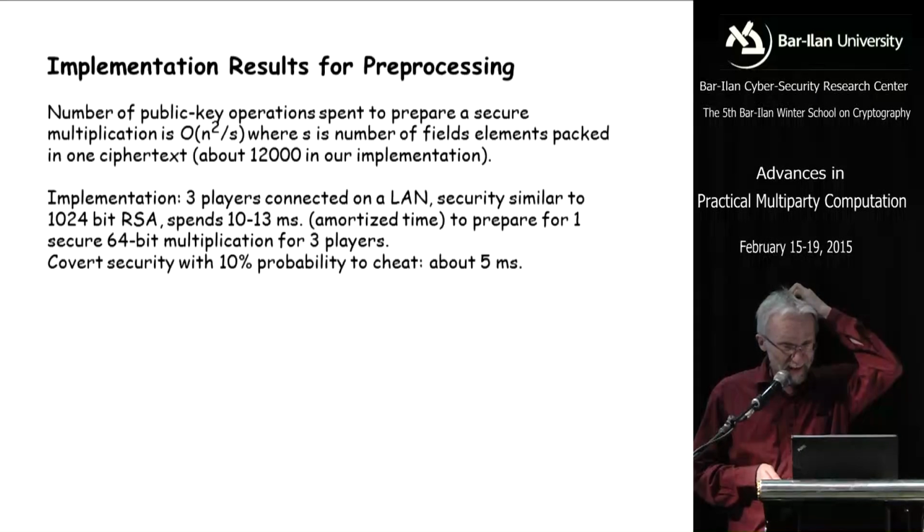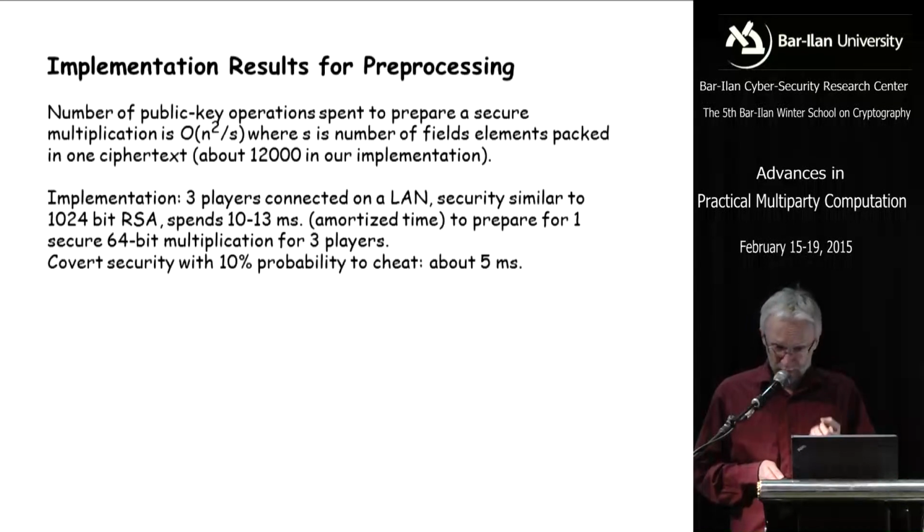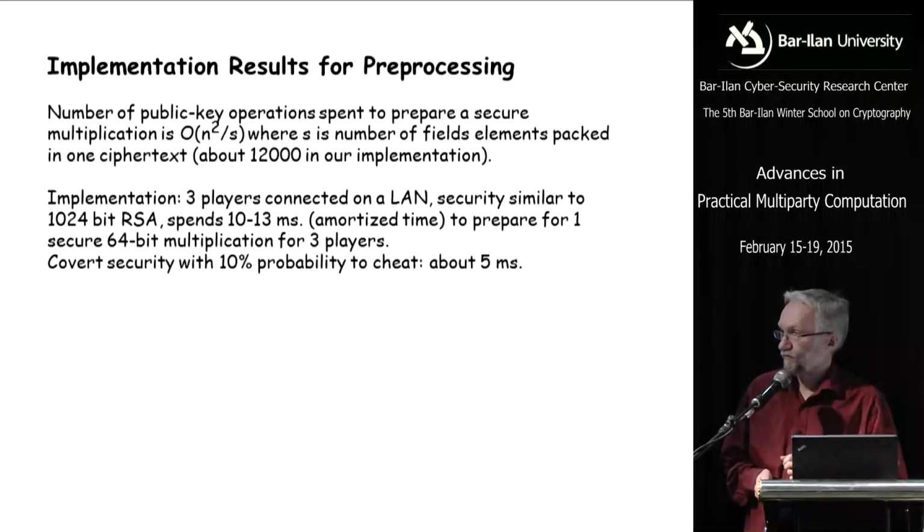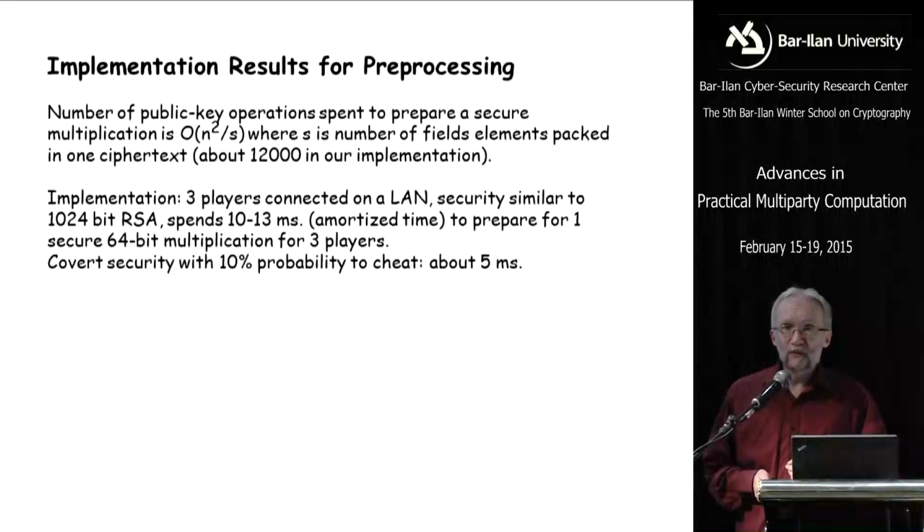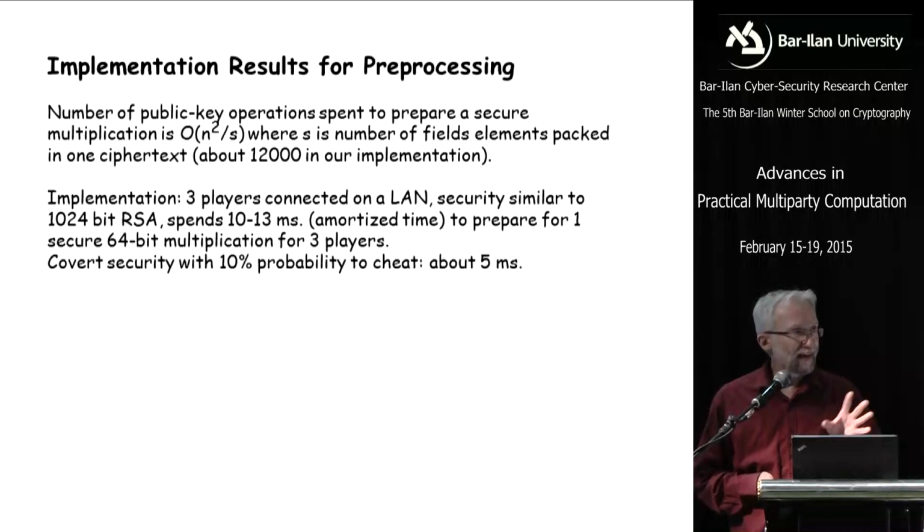And the latest implementation I know of has 3 players on the LAN, with security similar to 2000-bit RSA. Not impressive, I guess, but we spend maybe 10 milliseconds amortized time to prepare for one secure multiplication of 64 bits for 3 players. If you do covert security with 10% probability to cheat, you go down to about 5 milliseconds. So again, I suspect very much this can be improved substantially, but there hasn't been that much implementation effort on low-level speeds. There have been lots of implementation efforts on using speeds for various cute things, but I think there's lots of work needed there to do better at the low level.